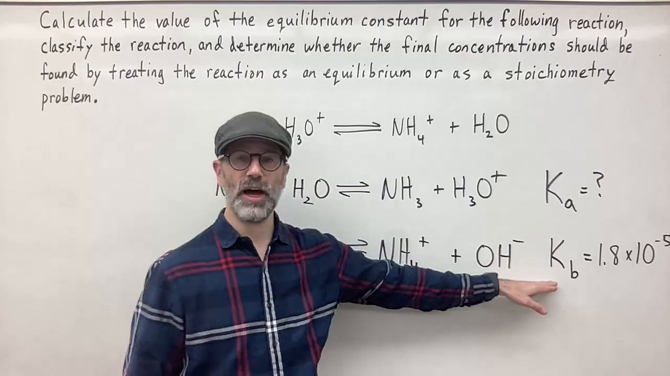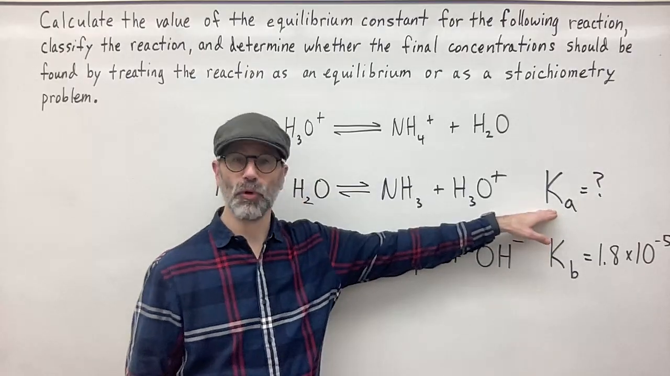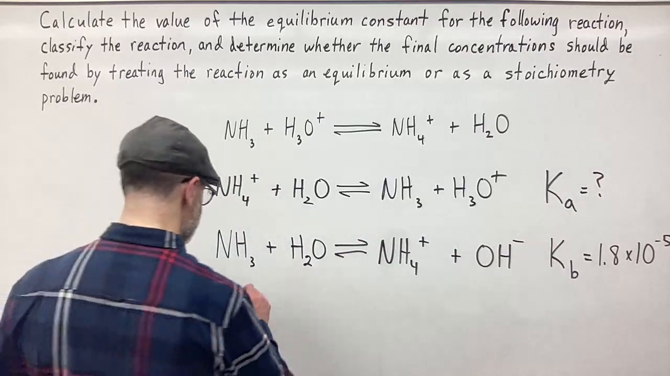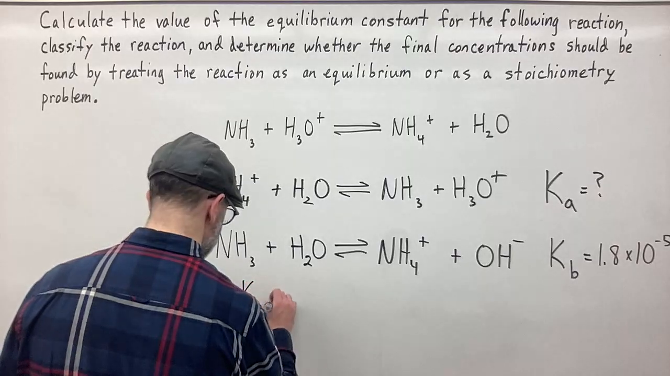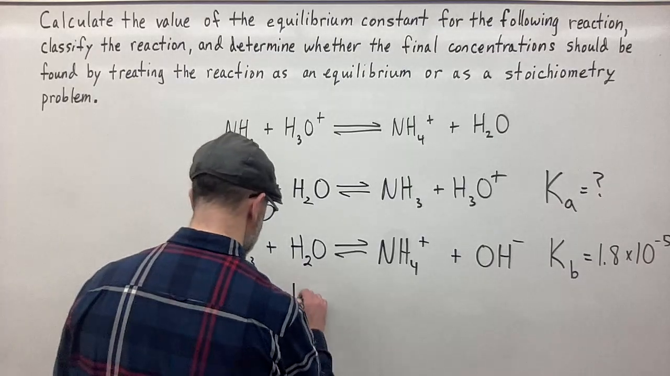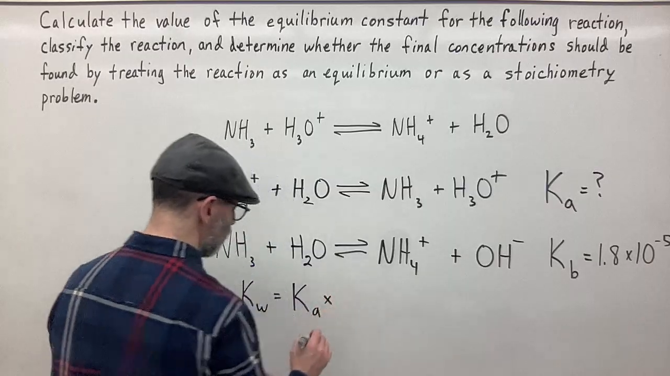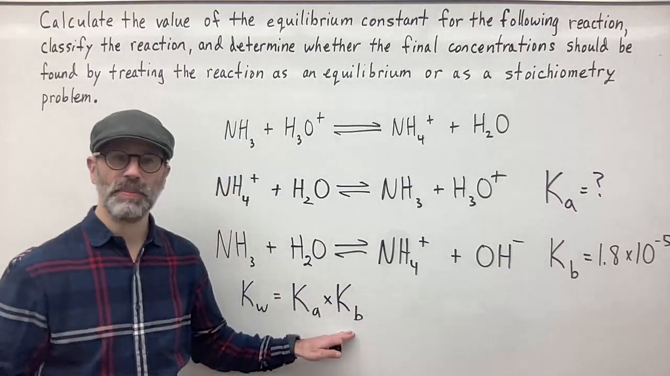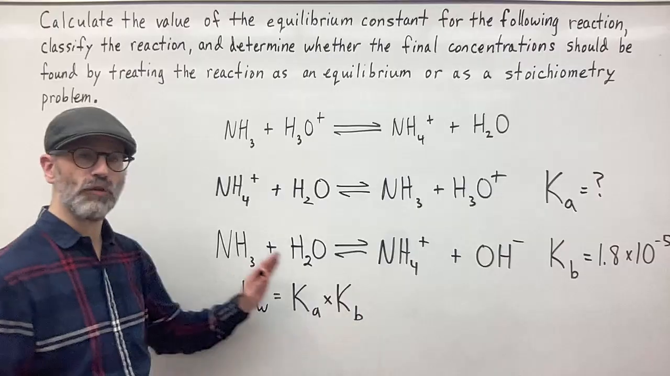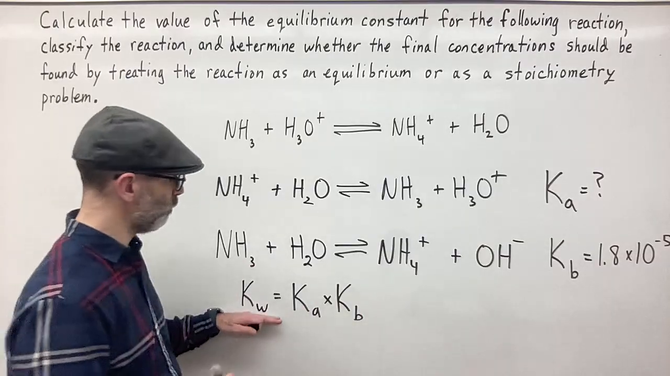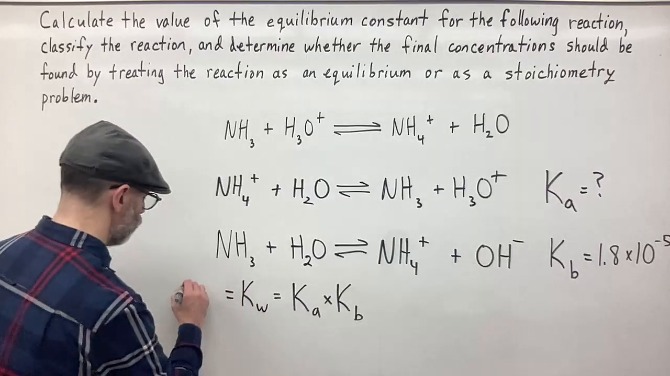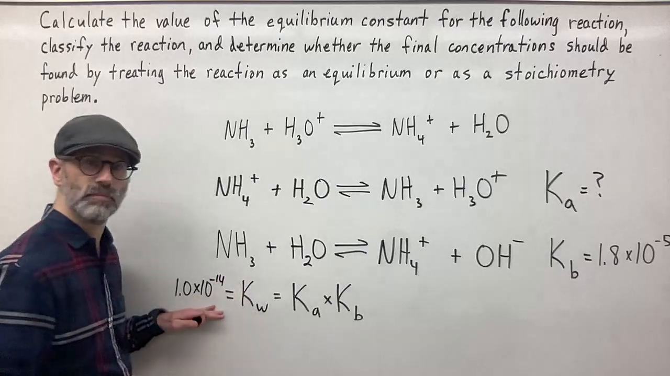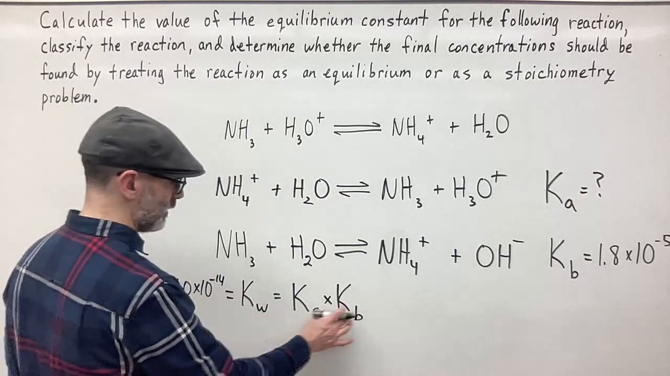So since we know the Kb value, we can actually find the Ka value for the conjugate acid, ammonium. Well, how do you do that? This nice equation here: Kw is equal to Ka of the acid multiplied by the Kb of its conjugate base. So if we could solve this, we could solve for Ka. Kw is equal to 1.0 times 10 to the negative 14. So Kw is equal to Ka times Kb.